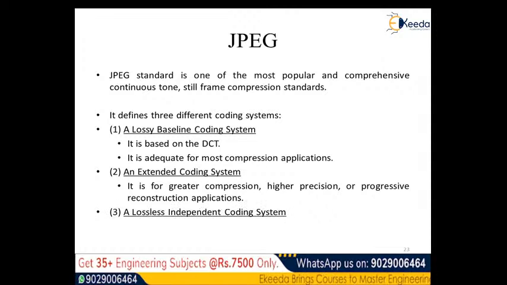And the third one, a lossless independent coding system, and this is for reversible compression only. So these are the three different coding systems for the JPEG.